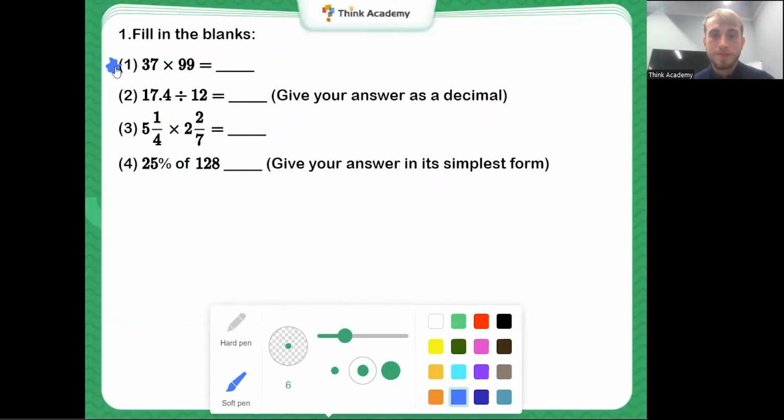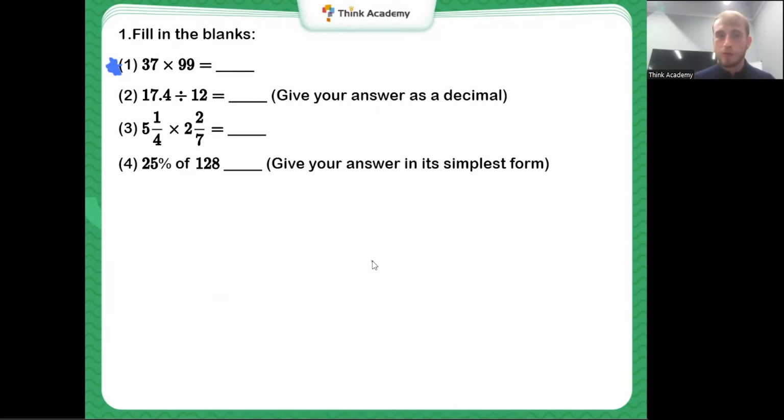Now this looks semi-easy. This looks relatively easy. We've got 37 times 99, but there is a small trick here. So I know some of you guys might have done a long multiplication. But we can spot here that 99 is very, very close to something that we can multiply by in our heads. So if we spot that this is 1 less than 100, we can multiply by 100 minus 1.